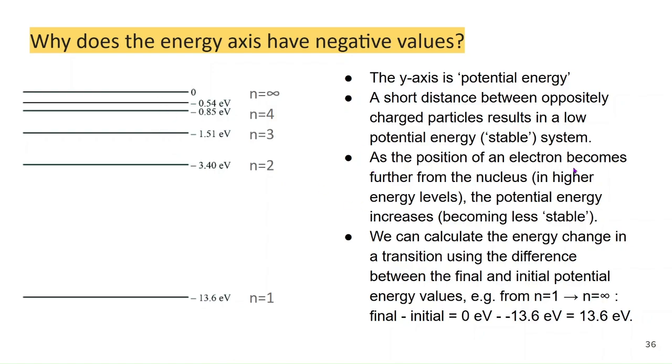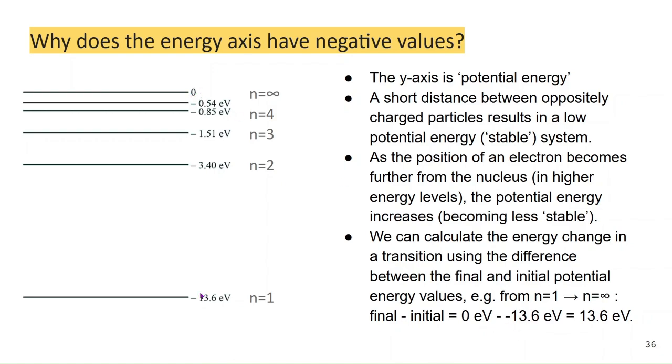So as the position of an electron becomes further from the nucleus in the higher energy levels, the potential energy increases, becoming less stable, right? And we can calculate the energy change in a transition using the difference between the final and initial potential energy values. So n equals 1 to n equals infinity, right? Your final value would be 0, right? n equals infinity is 0.